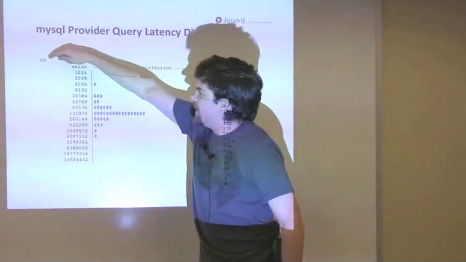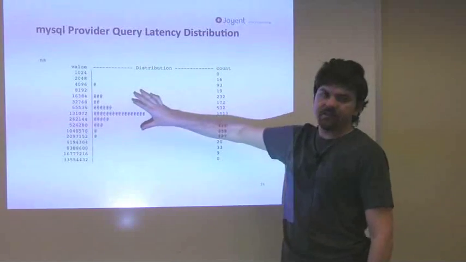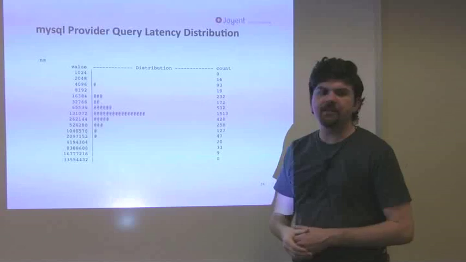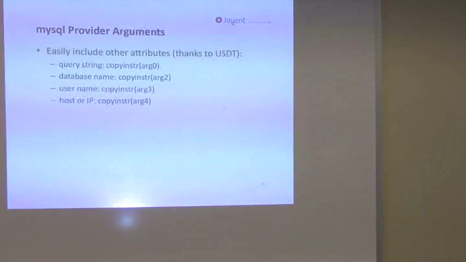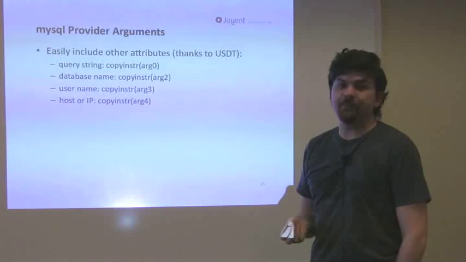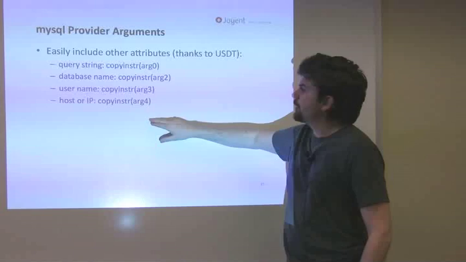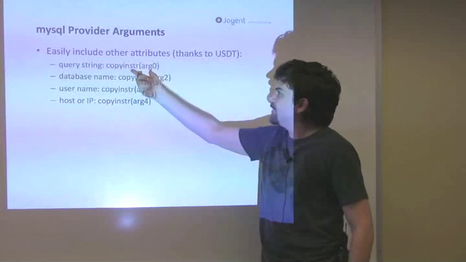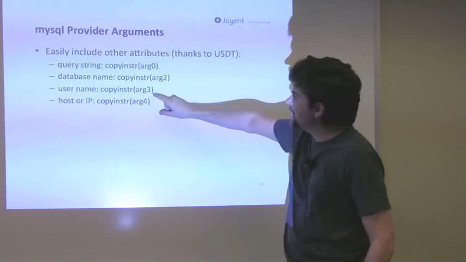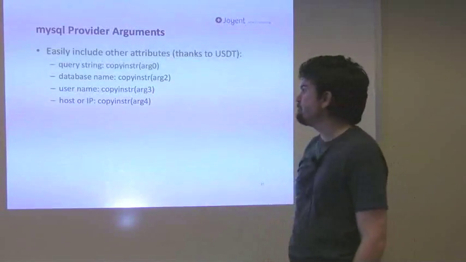All I did here was I called it nanoseconds. You can record this distribution plot and break it down by the query string, username, database, all sorts of other information. They're available because the MySQL USDT provider has been designed to make them easily available. And you can include them in your scripts using actions like copyinstr arg0 for the query string, arg2 for the database name, username, and the client host or IP.